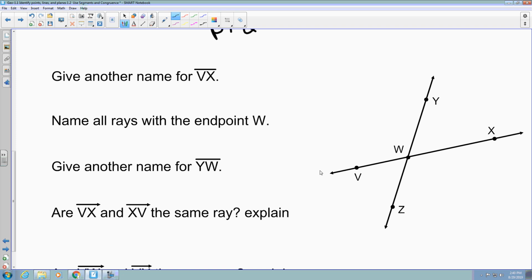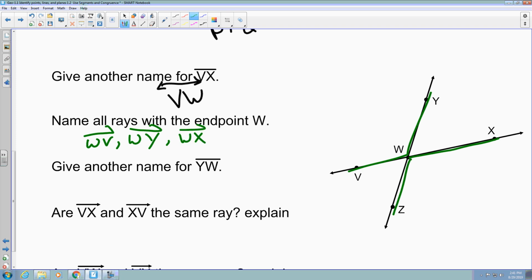Here it says give another name for VX. So I got VX is right here. So W is part of that. So I could say that it could be VW. So line VW. It says name all the rays with point W. So looks like I got a ray here, here, here, and here. So I could say that WV is a ray. I could say that WY is a ray. We could say WX. And finally WZ.